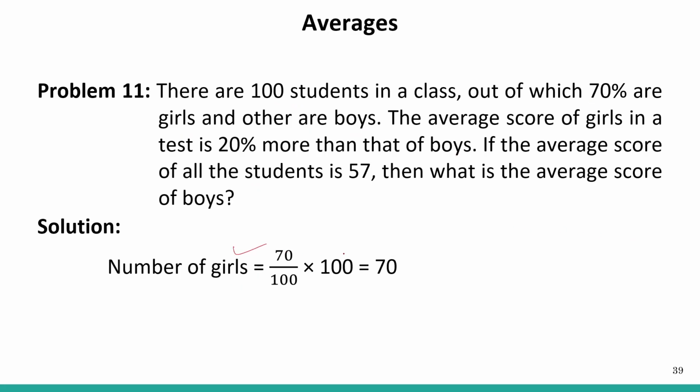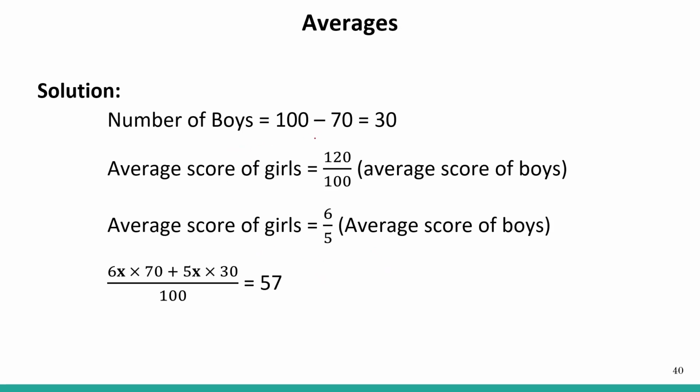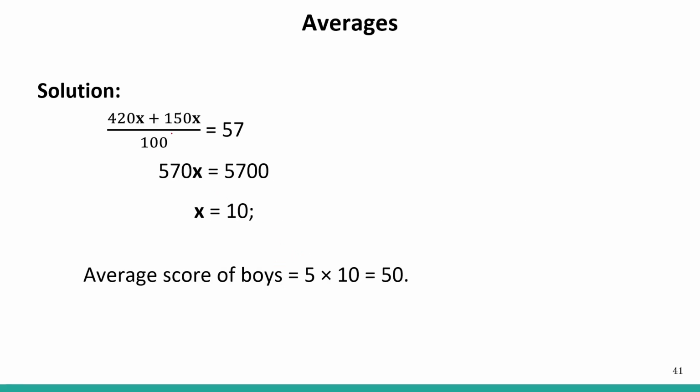So number of girls is equal to what? 70 by 100 into 100, that is equal to 70. So number of boys is equal to 100 minus 70 is equal to 30. So average score of girls is equal to what? 120 by 100 into average score of boys. So average score of girls is equal to 6 by 5 into average score of boys. So (6x into 70 plus 5x into 30) whole by 100 is equal to 57. So (420x plus 150x) by 100 is equal to 57. So 570x is equal to 5,700. So x is equal to what? 10. So average score of boys is equal to 5 into 10 is equal to 50. So the average score of boys is 50.